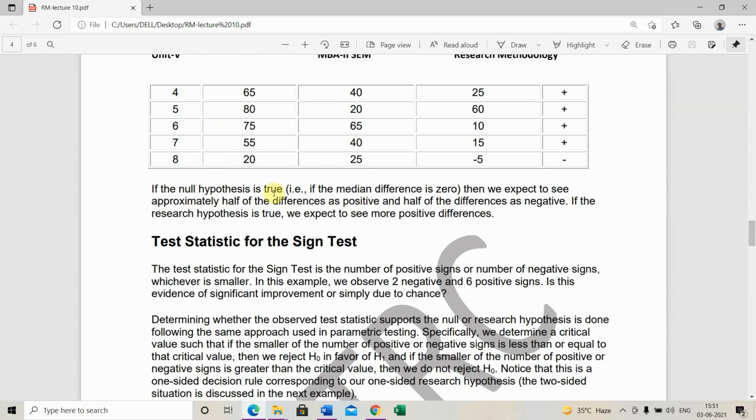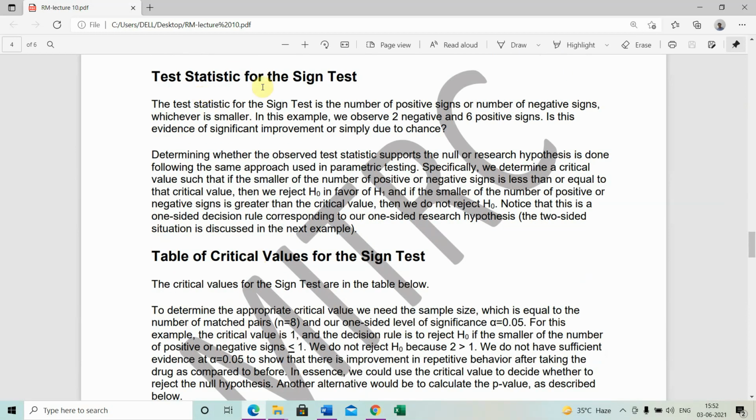If the null hypothesis is true, if the median difference is 0, then we expect to see approximately half of the differences positive and half negative. If the research hypothesis is true, we expect to see more positive differences. Test statistic for sign test: the test statistic for the sign test is the number of positive signs or number of negative signs, whichever is smaller. In this example, we observe 2 negative and 2 positive signs.